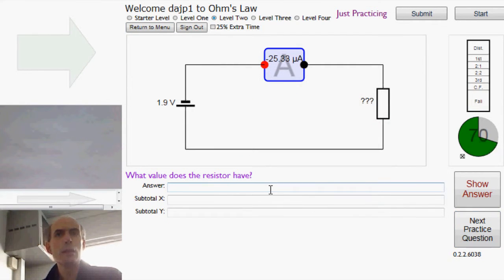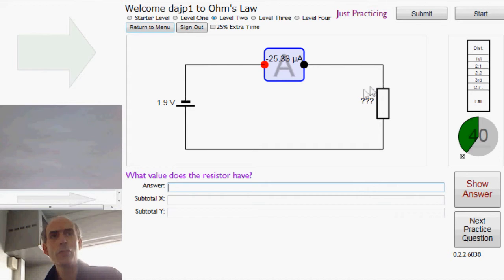Next. What value does this resistor have? Well, 1.9 volts, 25.33 microamps, and it's minus. When you're asked what value does the resistor have, you don't really have to think about the direction of the current or whether it's negative or not, because you know that the resistance must be positive. There's no such thing as a negative valued resistor. Well, there is such a thing as negative resistance, but you're not going to meet negative resistance or a negative resistor in this module at least.